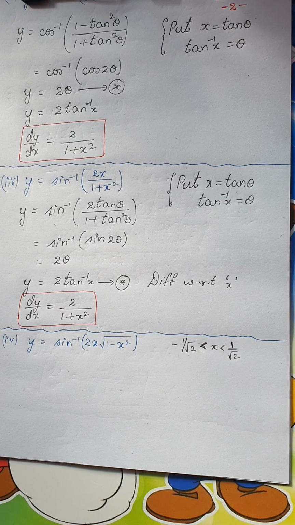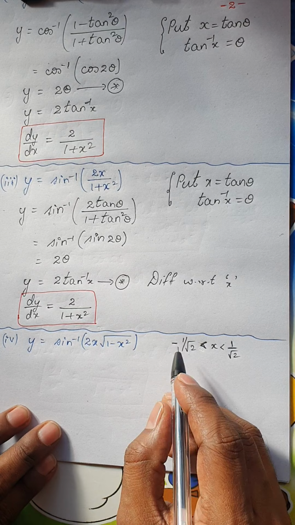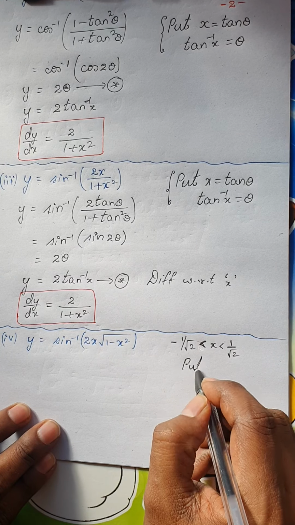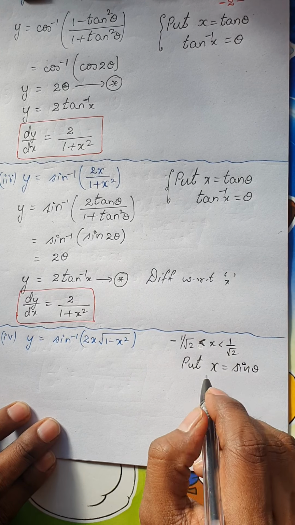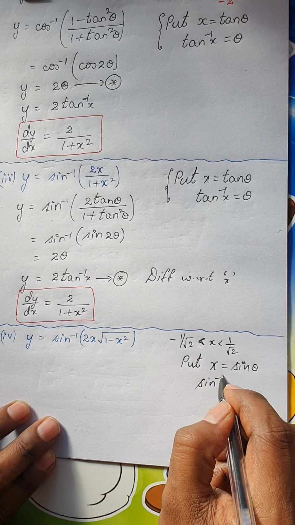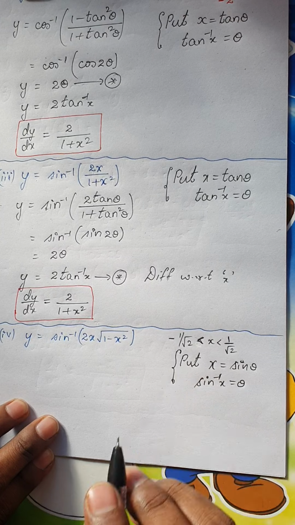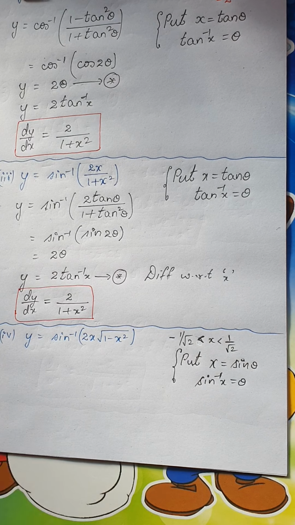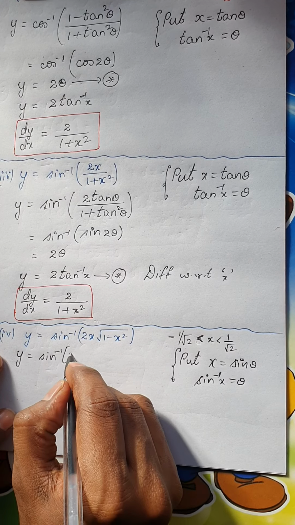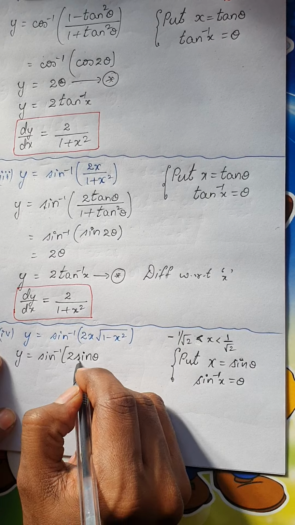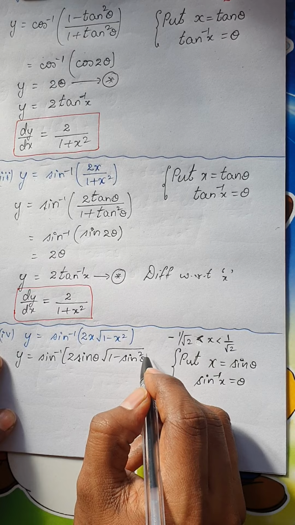Yes, friends, consider this question. I have y is equal to sine inverse of 2x into root of 1 minus x square. For this question I am going to put x is equal to sine theta. Now, by applying sine inverse, I will get sine inverse of x as theta, isn't it? So keep it aside. Let me substitute here. I will get y is equal to sine inverse of 2 sine theta into root of 1 minus sine square theta.